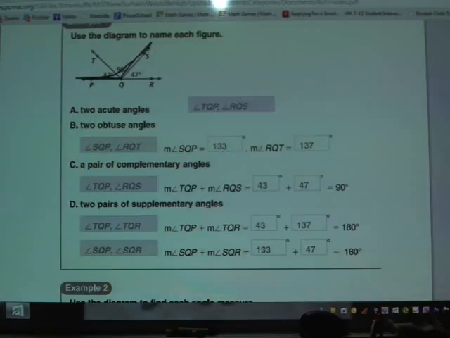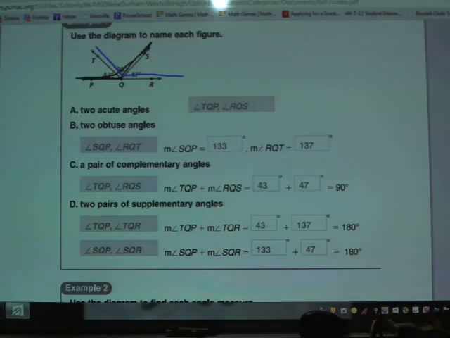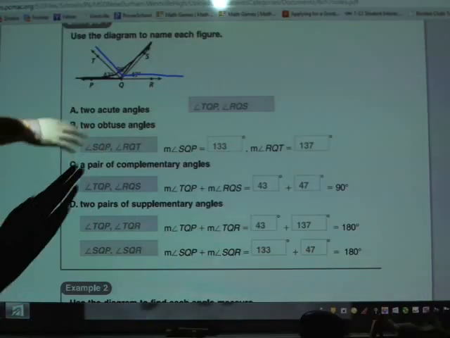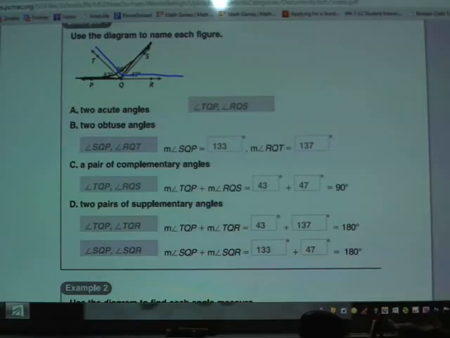I can do the same thing heading the other way here. I can put those two together, the 90 and the 47, which forms RQT or TQR, and that makes, in this case, 137, which would also be obtuse.